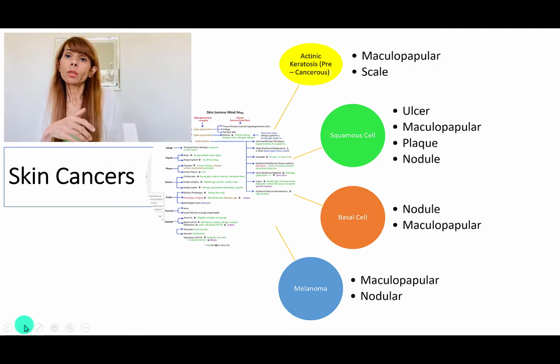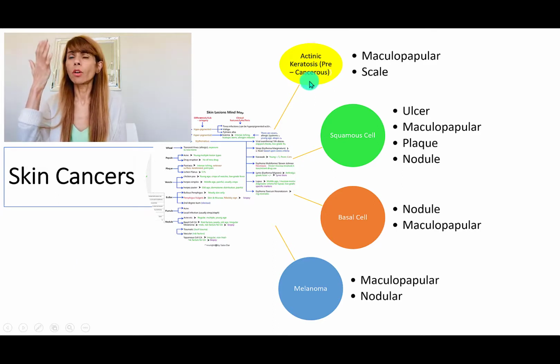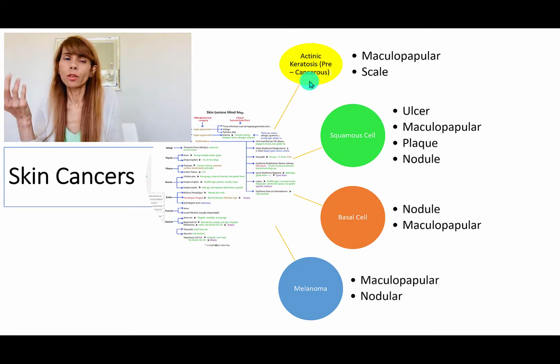So now we can talk about additional skin cancers. There are all kinds of skin cancers. A lot of them are going to have nodules, but let's go through one by one. The first thing is going to be actinic keratosis, which is a maculopapular lesion, and it's a scaly lesion. There is no nodule involved. So this is basically a precancerous condition. Usually there is a scaly lesion on the sun-exposed area, forehead, face, or hand. So that is actinic keratosis.